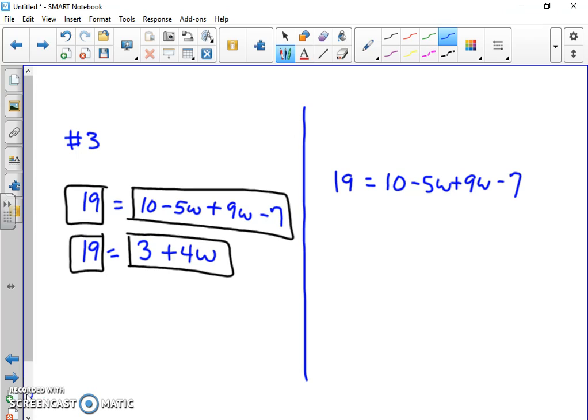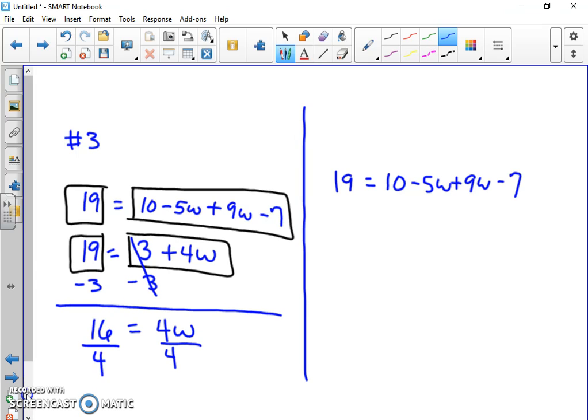We're going to add and subtract first, right? So we're going to subtract 3. 19 minus 3 is 16. Cancels. Divide both sides by 4. Now let's substitute it in and check the equation.